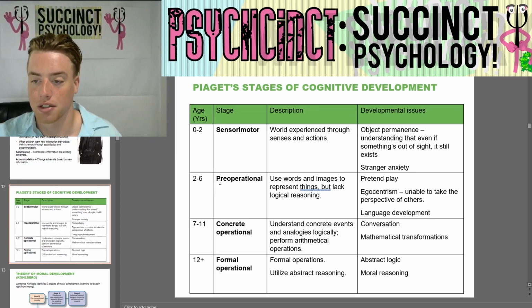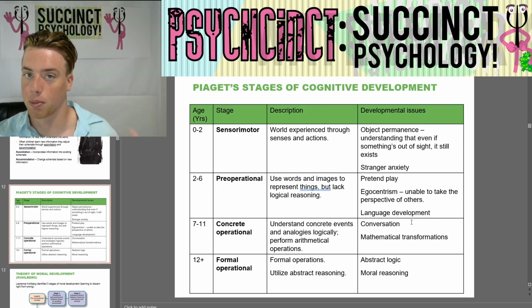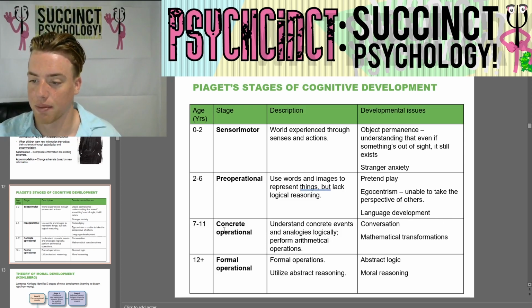Second stage, age 2 to 6, we have the preoperational stage. You use words and images to represent things, but lack logical reasoning. Now, developmental issues include pretend play, egocentrism, which is being unable to take the perspective of others, they can only view things from their own point of view, and language development.